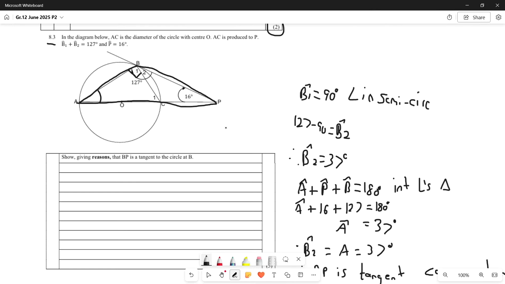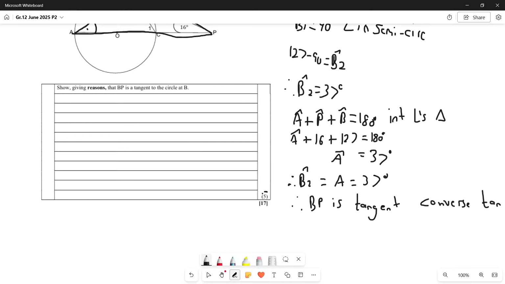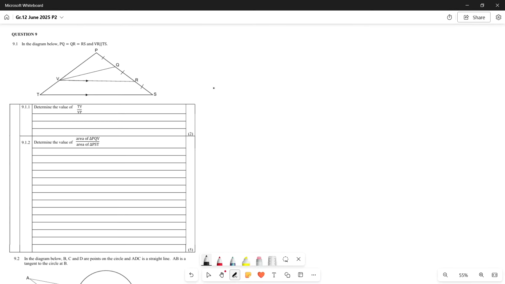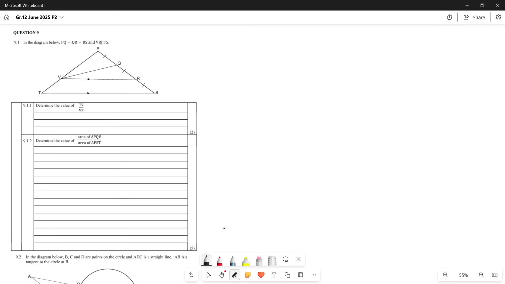Okay, and that is our final answer, and that just earned us 5 marks and 17 marks for this whole section. So we're on question 9, and this is the last question of the paper. This is a similarity and prop theorem question.